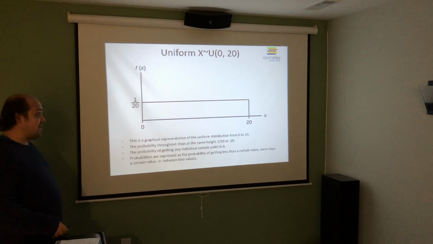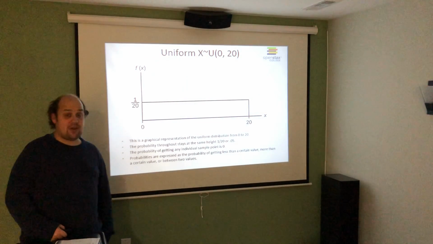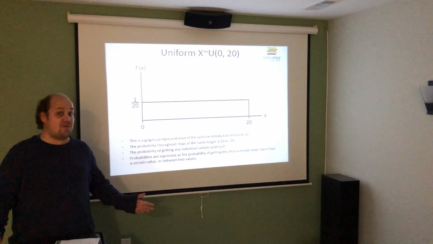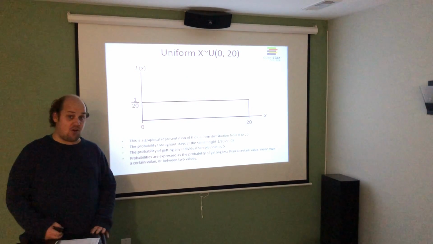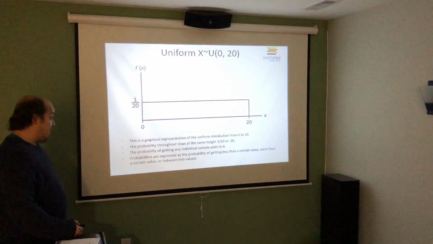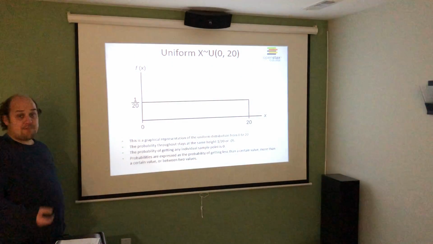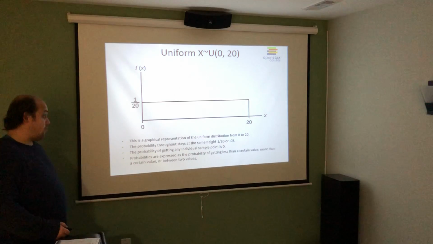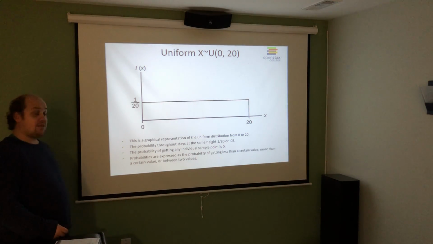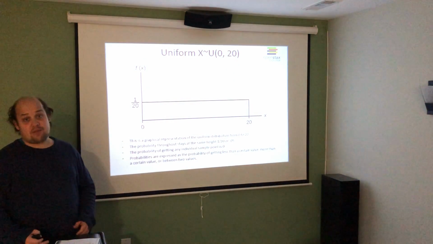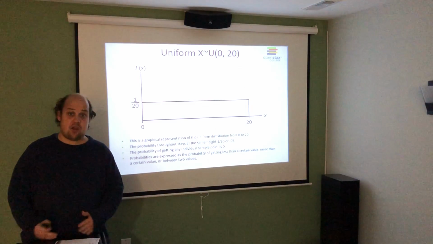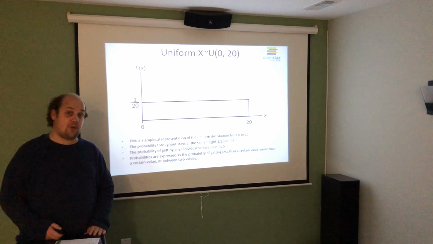The probability of getting any individual sample point is 0, because really there's infinitely many values this could take on. If I took 1 over infinity, mathematically that has to give me 0. Probabilities are always expressed as the probability of getting less than something, the probability of getting more than something, or the probability of getting in between two values.